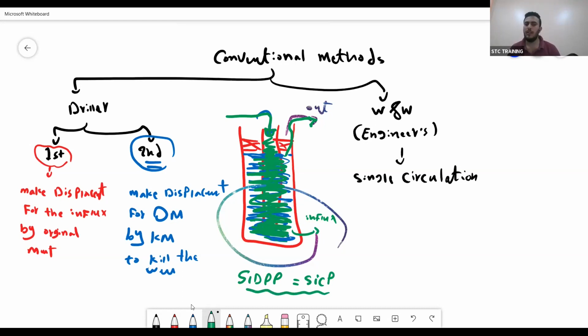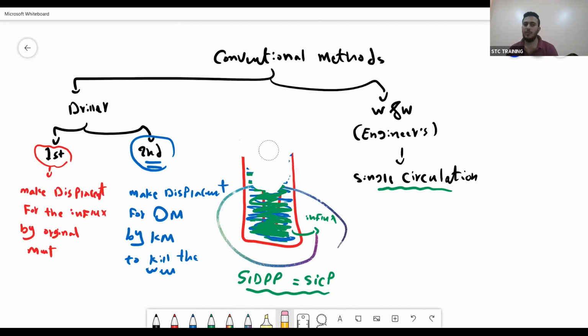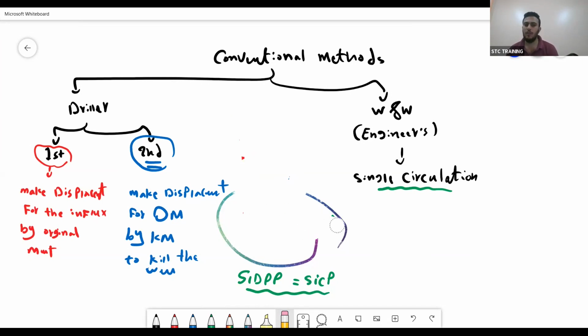Okay, guys, this is for the driller method, first circulation and second circulation. Coming here to the wait and weight method, only one single circulation. So if we clear this, we have influx inside the well and we have original mud. We're going to make, in one single circulation, displacement for the original mud and displacement for the influx by the kill mud. No need for two circulations like the driller method. Here it's called wait and weight as we wait some time for the weighting up of the kill mud.